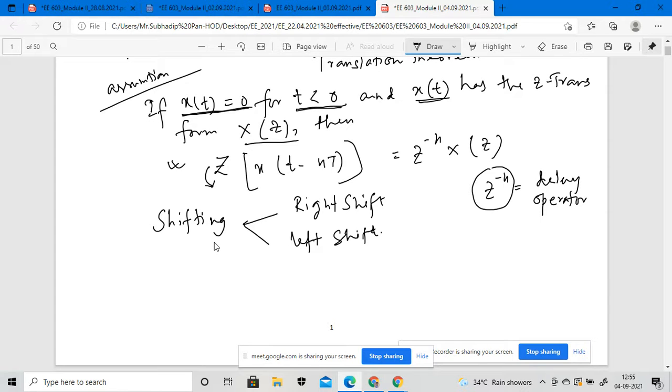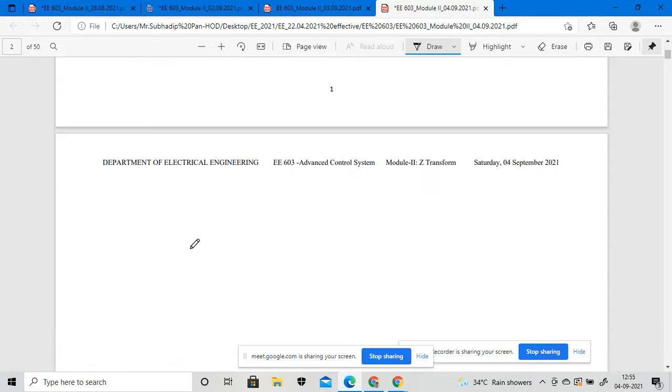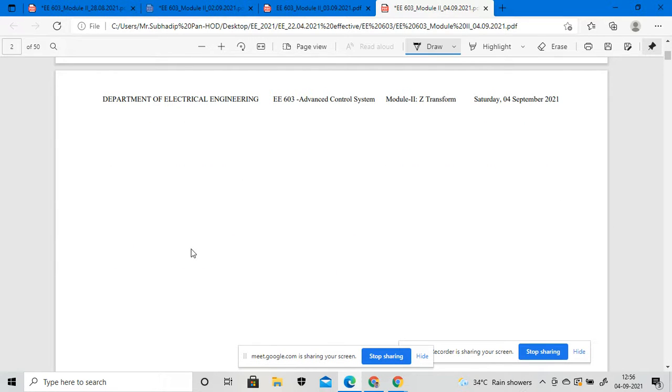How would I justify this right shifting function? I give you one diagram so that you will be able to check. If I draw a graphical representation like this, on this axis we put the time function x of t, and on this axis we put the time period t.